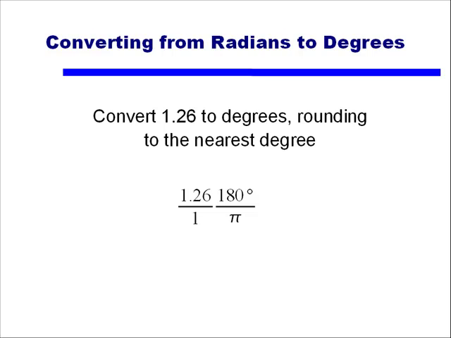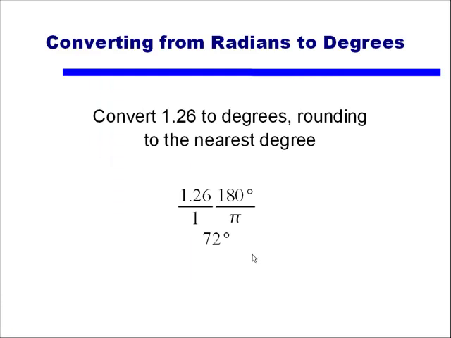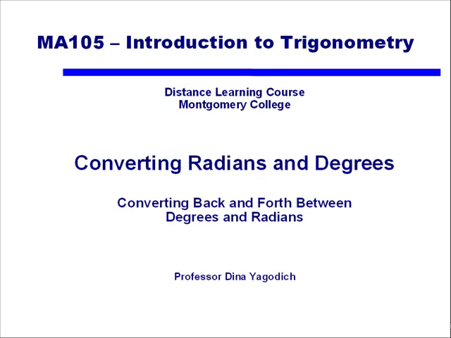Because we've said to round, I'll use my calculator. So I'll take 1.26 and multiply that by 180 and then divide that by pi, again, second and then the caret. And I get something that's approximately equal to 72 degrees, which is again the same answer that we had before. So now we've learned how to convert between degrees and radians, whether it's from radians to degrees or degrees into radians. And again, we've talked about watching out for whether the problem asks for an exact answer or an approximate answer.